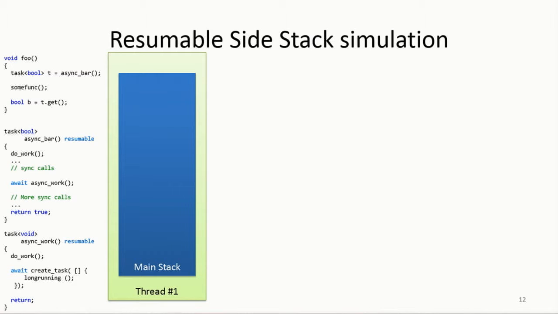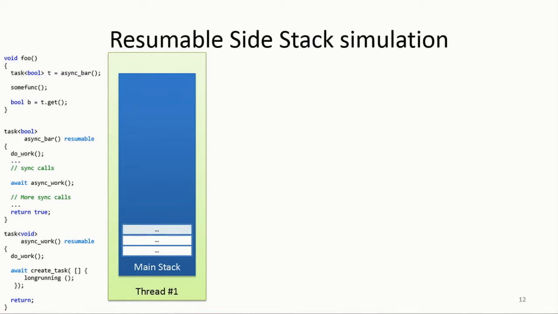So if you follow the code on the left, I have a call sequence here of foo calling async bar, which awaits on async work, which awaits on a create task. So there is a task that runs a long-running CPU task. You shouldn't really do this with CPU tasks. This is more meant for I/O, but it's better to fit this on the slide with a CPU task.